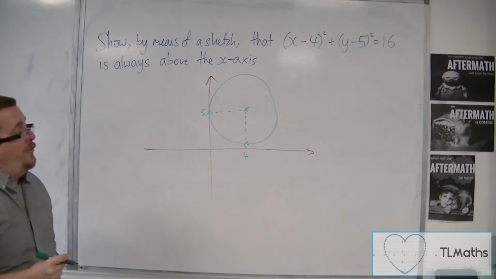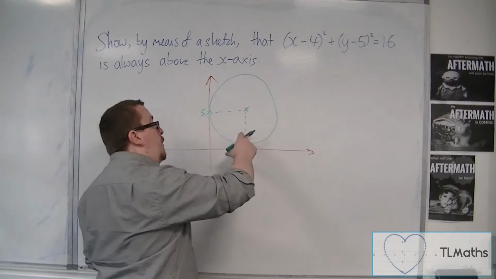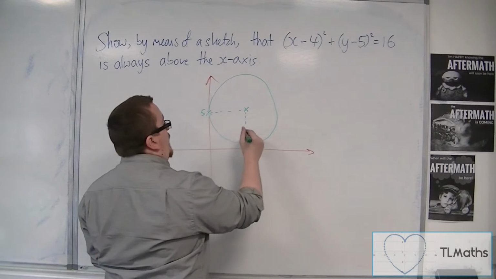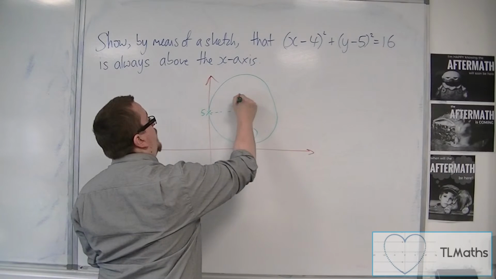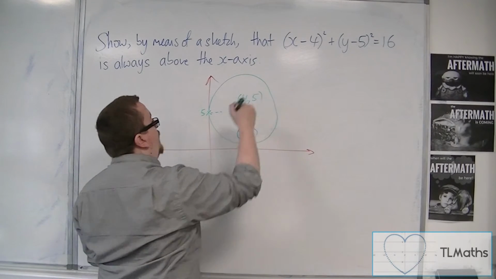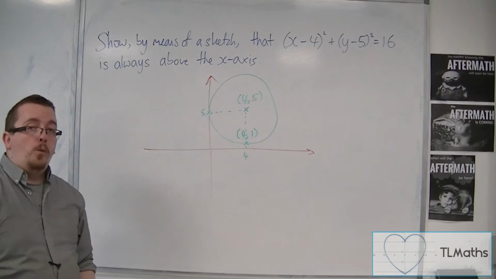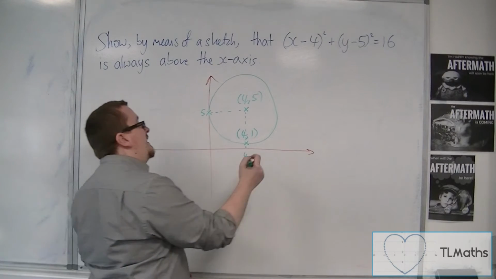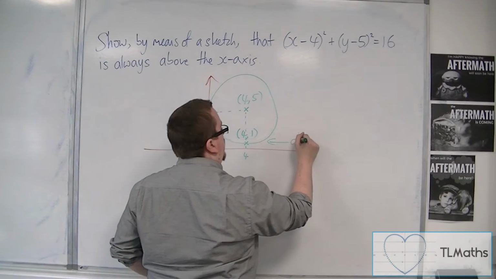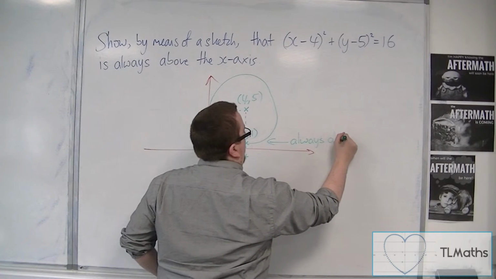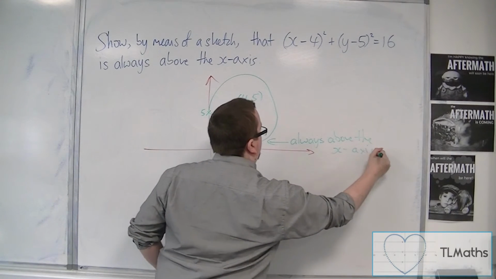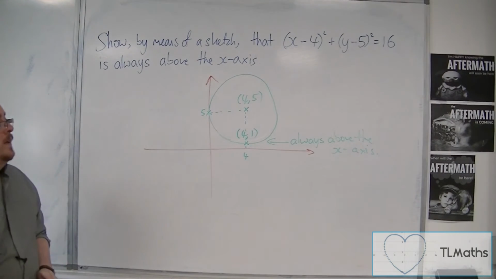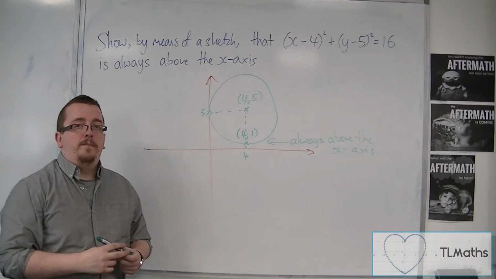and it would be useful to also point out that the lowest point on the circle has coordinates (4, 1). So the centre of the circle is (4, 5). The lowest coordinates are (4, 1). And so it is clearly always above the x-axis. Okay? Because the lowest point is (4, 1).